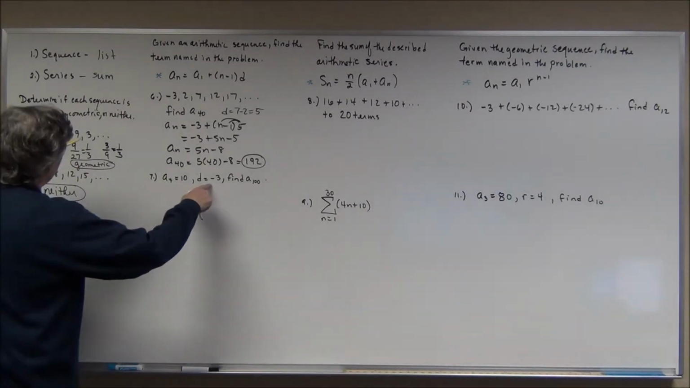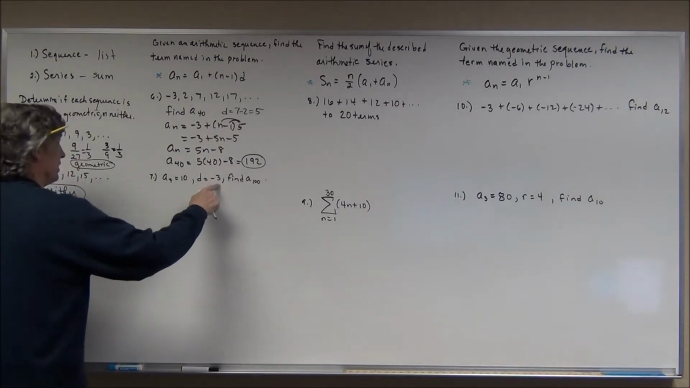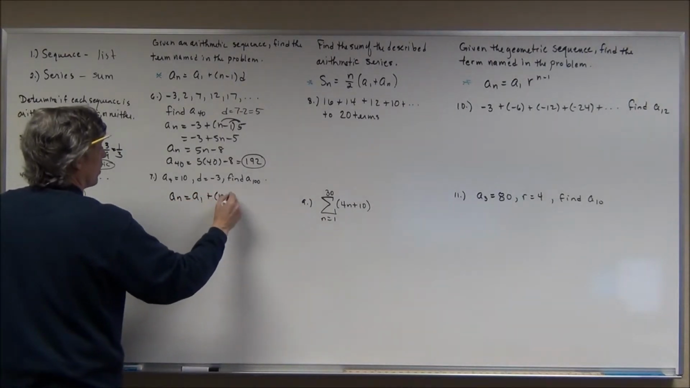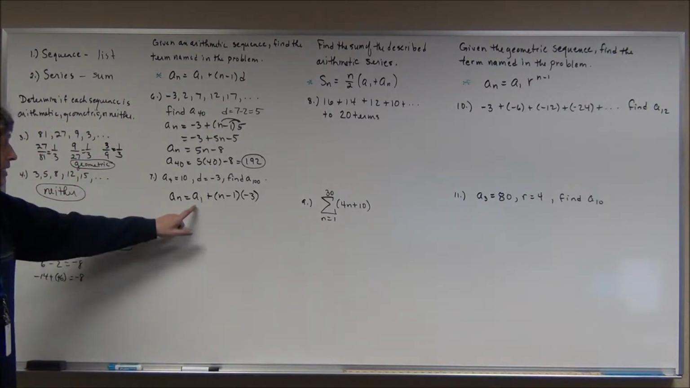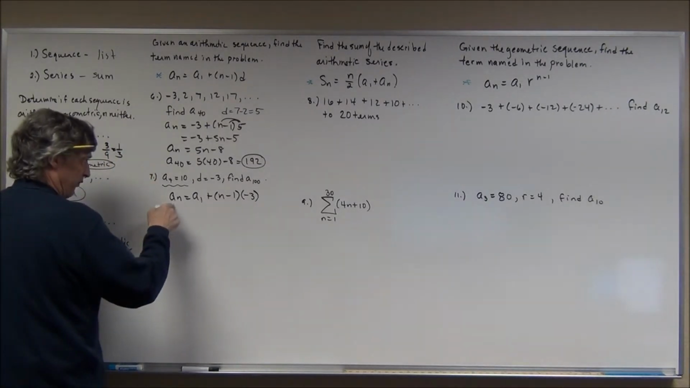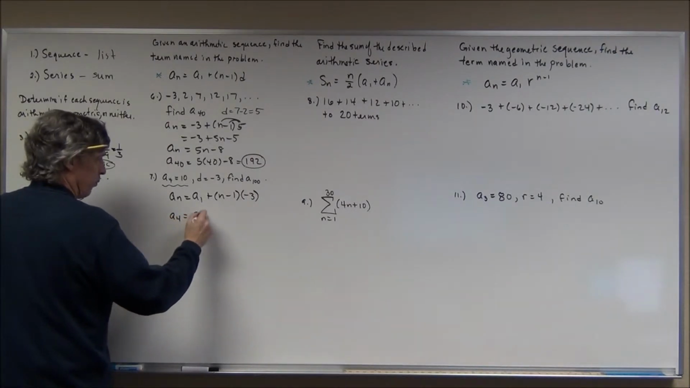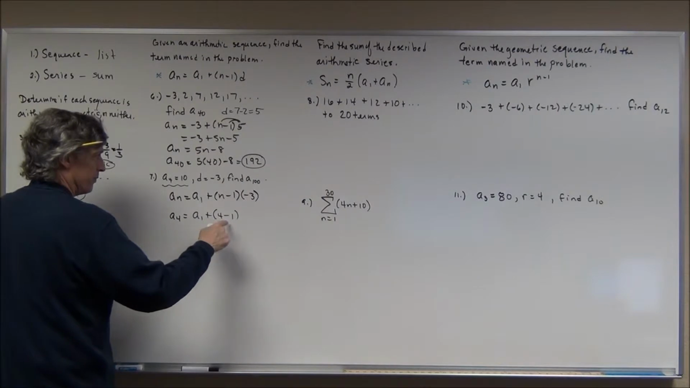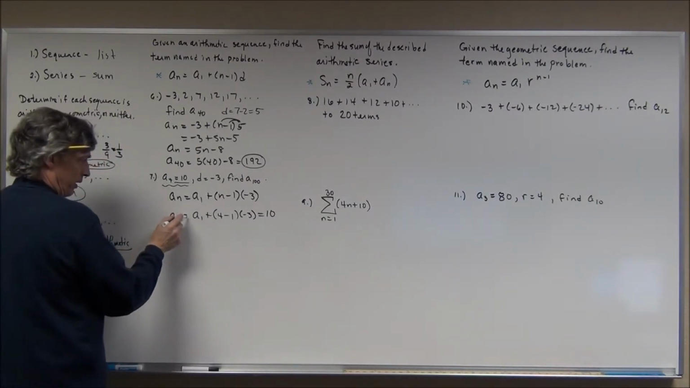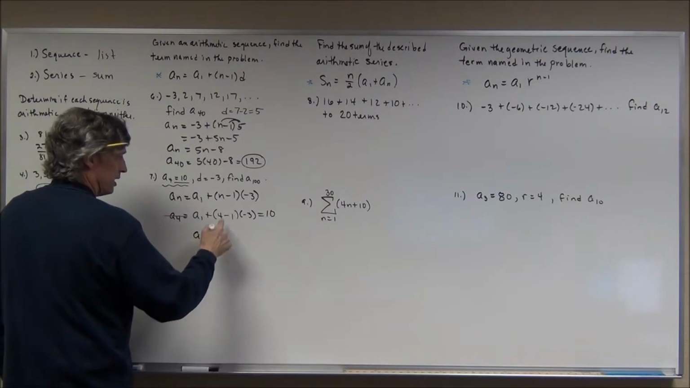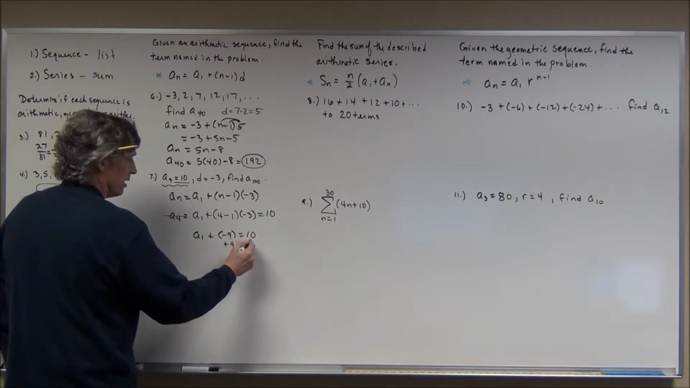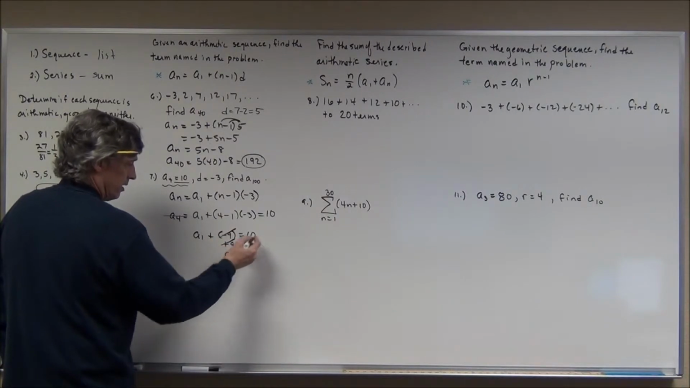But they didn't give me the first term. They did give me the difference, but they didn't give me the first term. So I'm going to plug this in right here. I've got a sub n is equal to a sub 1 plus n minus 1 times -3. I need a sub 1. All I have is a sub 4. I'm going to use that. A sub 4. That means n is 4 here. A sub 4, which would be a sub 1 plus 4 minus 1, n is 4, times -3 has to be 10. So that gives me a sub 1 plus, now 4 minus 1 is 3, 3 times -3 is -9. Add 9 to both sides, and I know that a sub 1 is 19.